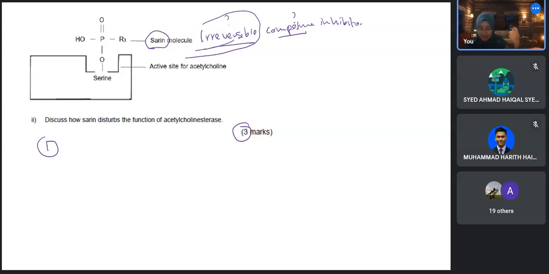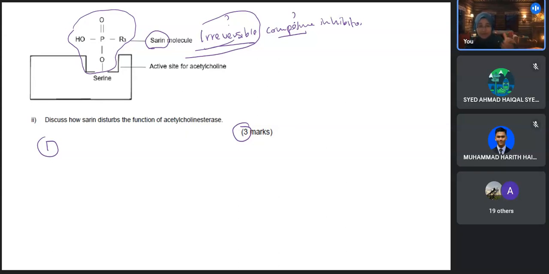Okay, and then what happens when the serine binds to the active site? It prevents acetylcholine from binding to the active site. So that is the second point. It prevents acetylcholine or substrate from binding to the active site of the enzyme. Okay, so what is the consequence? Acetylcholine cannot be broken down, cannot be removed from the synapse, or it causes accumulation of acetylcholine in the synaptic cleft.